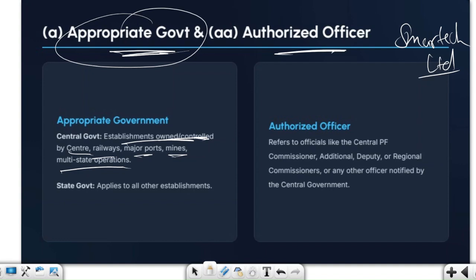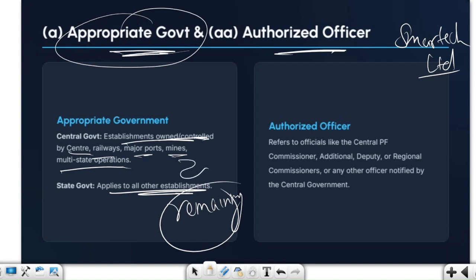For establishments other than those of the central government, let us talk about the state government. Here the state government is generally the appropriate government. Okay, understood? So central means central control, special national sectors or multiple states. But other establishments that are under a state will come under that state only. The state government will be the appropriate government for the remaining ones.